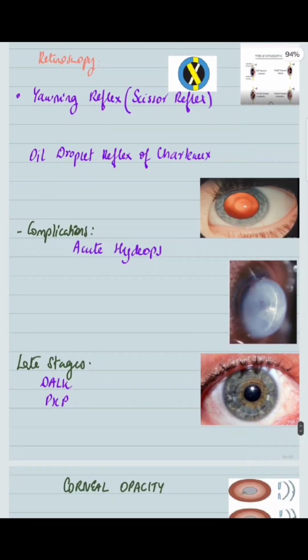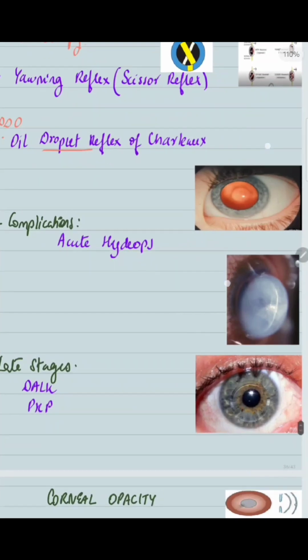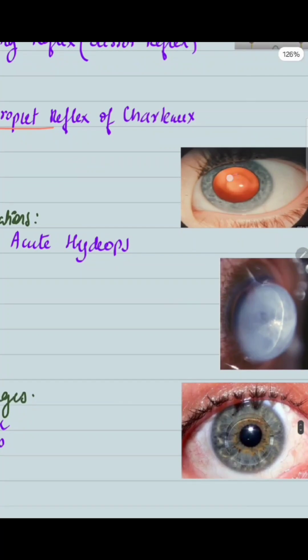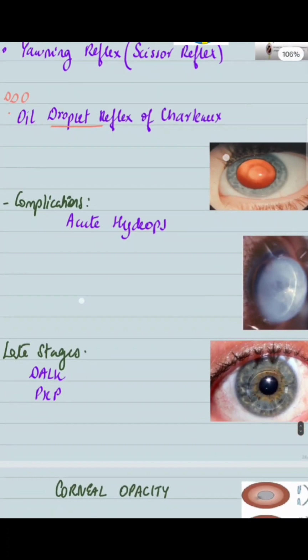Now on distant direct ophthalmoscopy, there is the oil droplet reflex of Charleaux. Here this is a dark reflex in the area of the cone, seen on observation of the cornea with the pupil dilated. That is the oil droplet reflex.